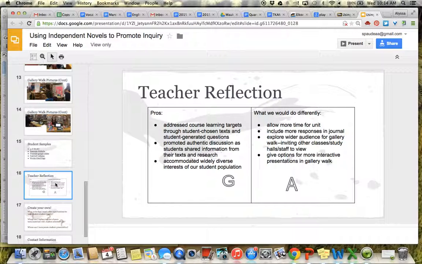Some things that we considered or would consider doing differently next year: allowing more time for the unit. Students in the reflection kept saying that over and over again, that they wish they had more time. They wish they had more time to do the research because they really enjoyed looking up that information. And also just exploring wider audiences. So maybe bringing in more people to the gallery walk. Who else could we invite to showcase what our students have accomplished?